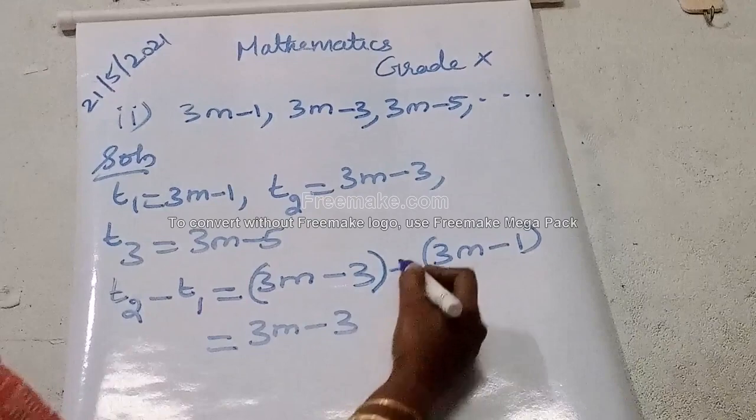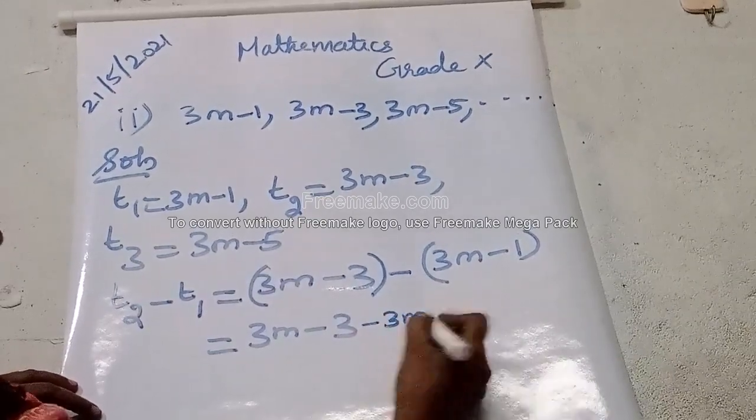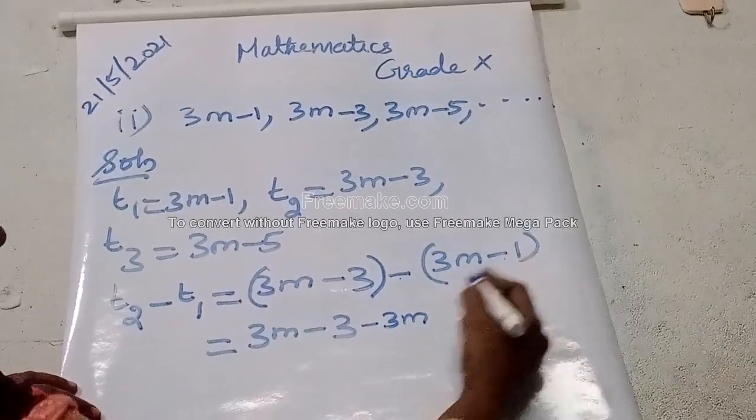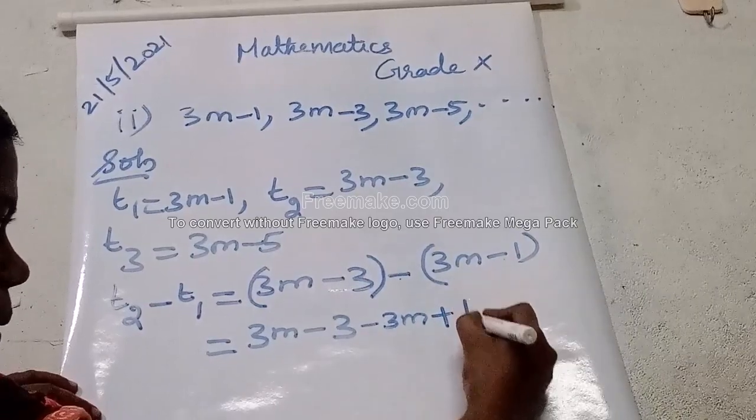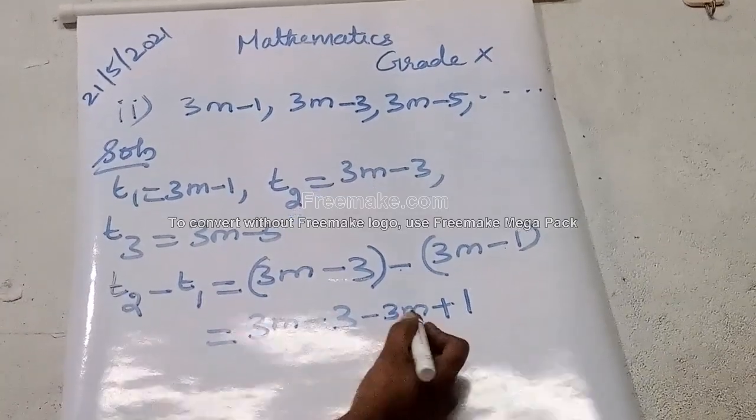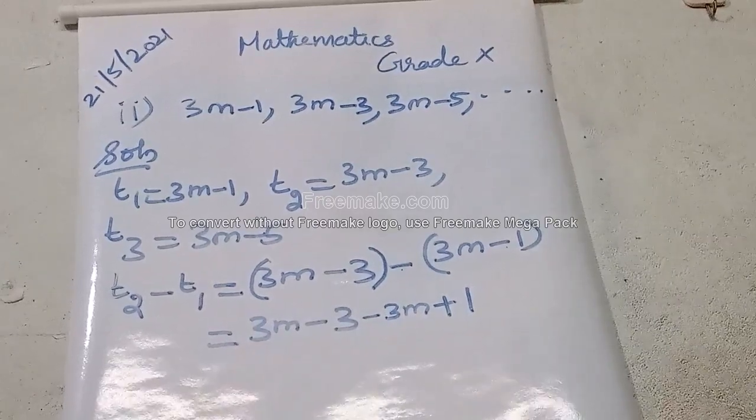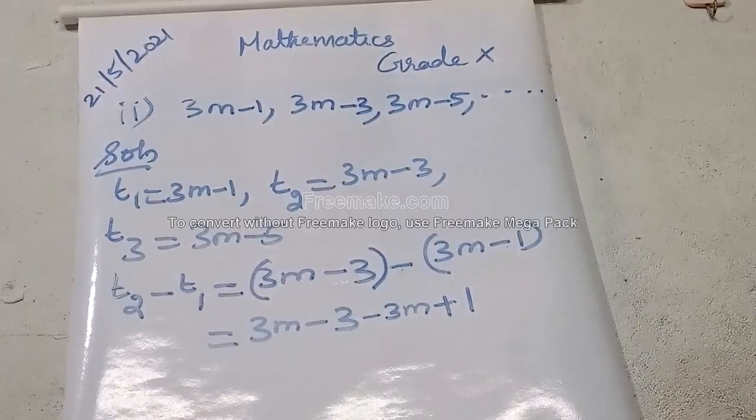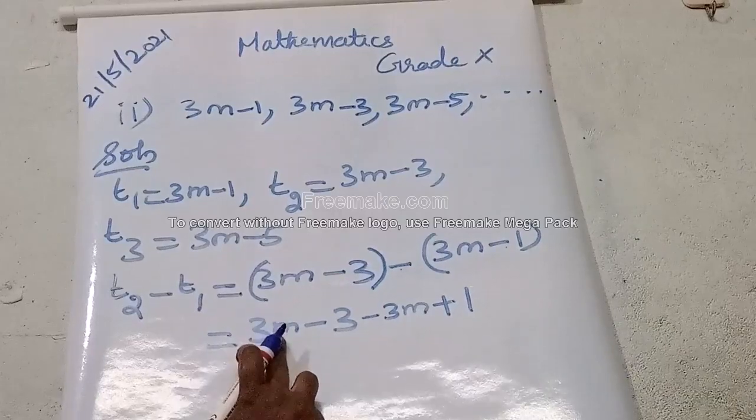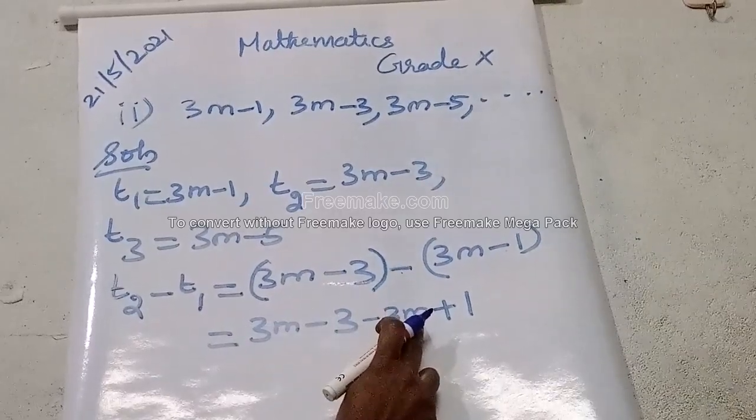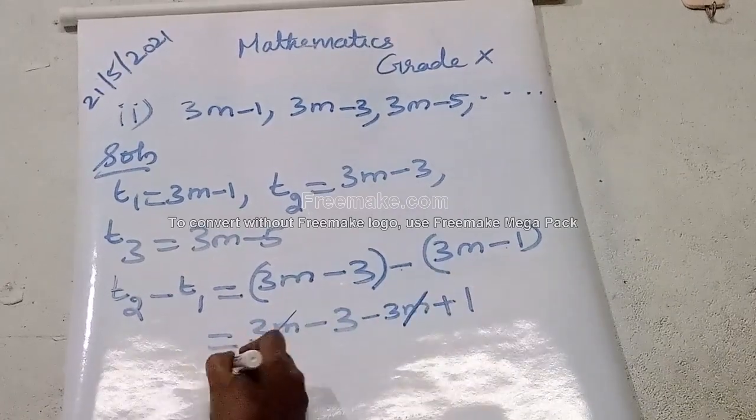To remove this bracket, we have to multiply this minus with the two terms. Let us multiply. Minus into 3m, we have minus 3m. And minus into minus we have plus. Always minus into minus is plus. 1 is there, so plus 1. Now, this minus 3m and plus 3m. Any number minus that same number we have 0. So, 3m minus 3m we get 0. Let's cancel that.